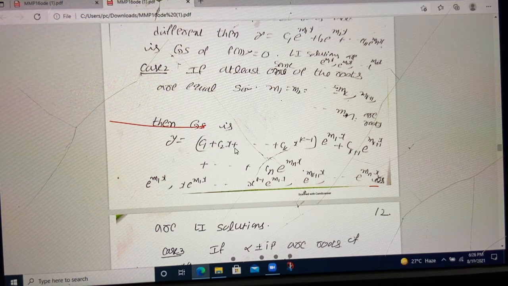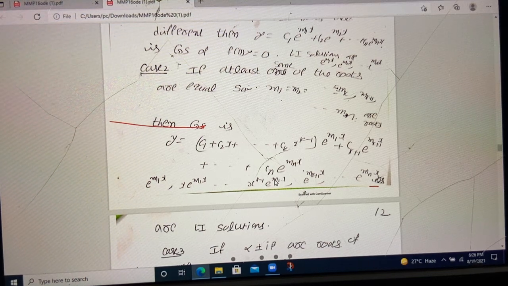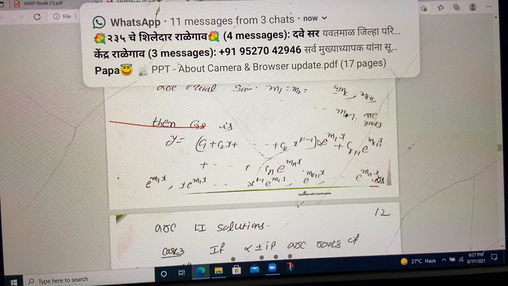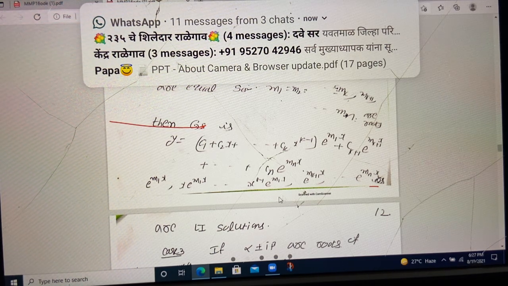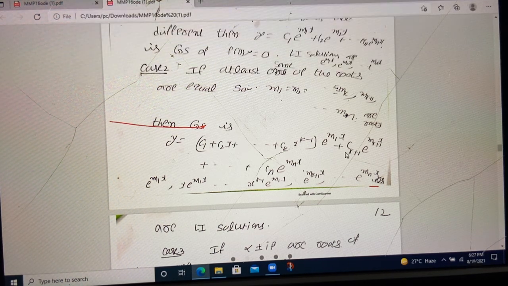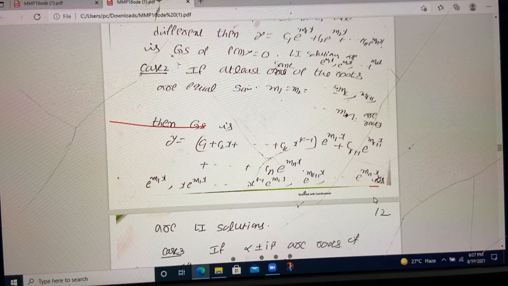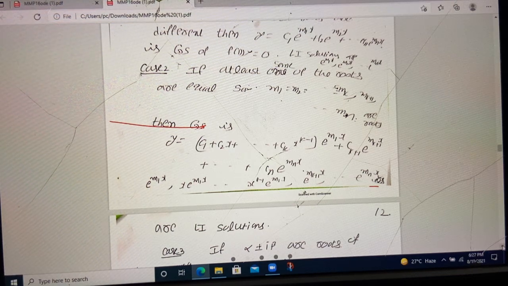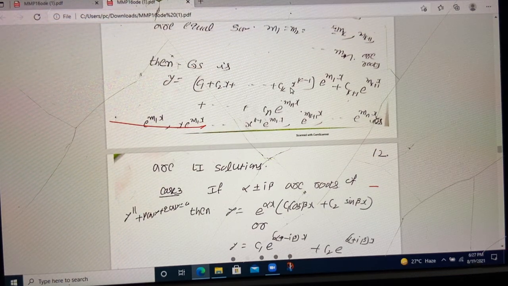How many arbitrary constants does it contain? c1, c2, ..., ck, c(k+1) up to cn. Therefore, we say this solution is the general solution. So what are the independent solutions here? You can see the coefficient of c1 gives e^(m1x), then x e^(m1x), then x^(k-1) e^(m1x), then e^(m(k+1)x) and so on, and these are all linearly independent solutions. So this combination gives what is called the general solution.